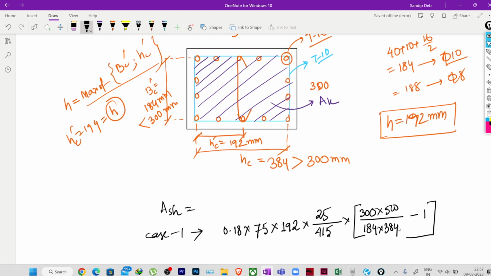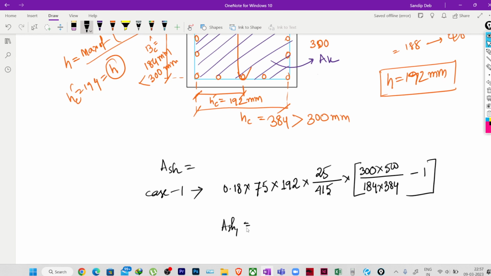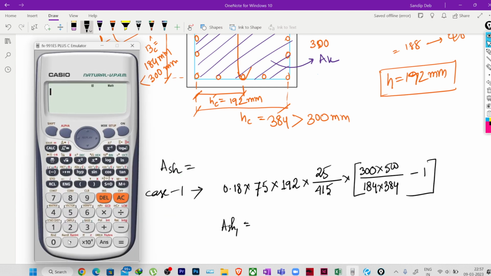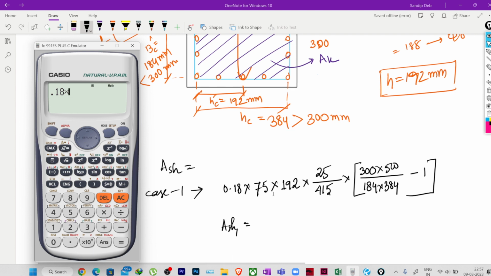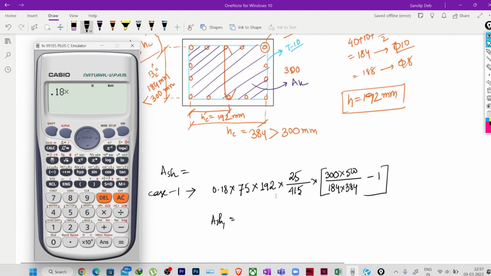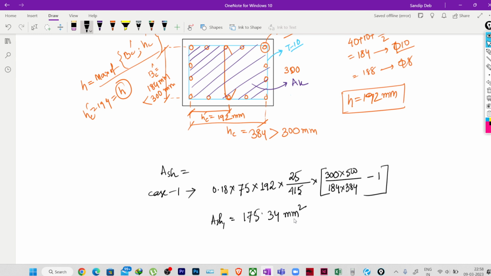Fine. Okay, so now if I just calculate this, how much are we getting for ASH? So here ASH1 we are getting 0.18 multiplied by 75 multiplied by 192 multiplied by 25 by 415, multiplied by 300 multiplied by 500 divided by 184 multiplied by 384 minus 1. Okay, so you are getting a value of 175.34 mm square. Okay, this is case 1.